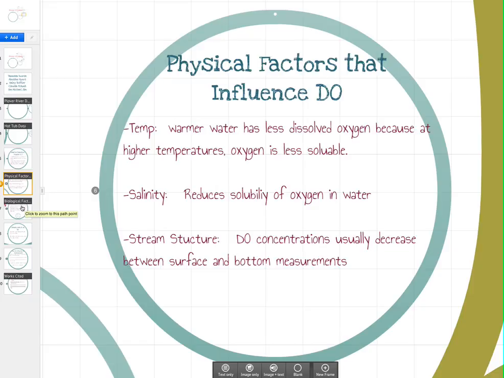Salinity. This reduces solubility of oxygen in water. This is typically disregarded in Wisconsin streams because of the low salinity values. The third physical factor is stream structure. DO concentrations usually decrease between surface and bottom measurements because there's less surface interaction between air and water in deep sections of a stream.